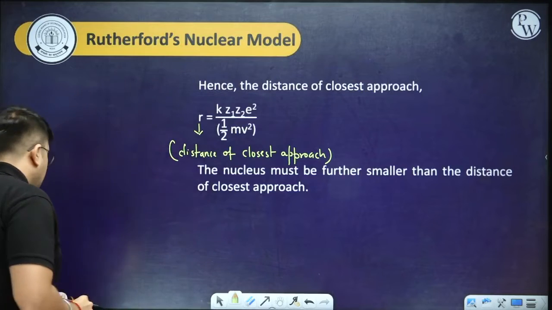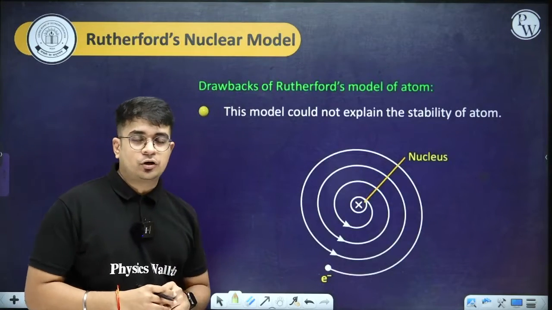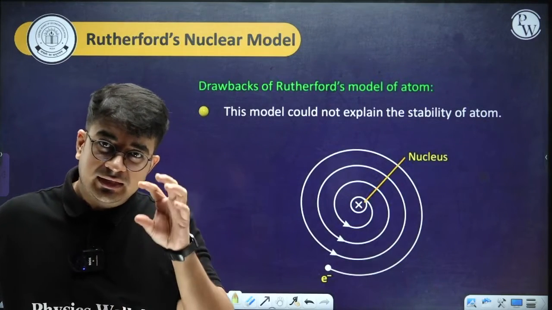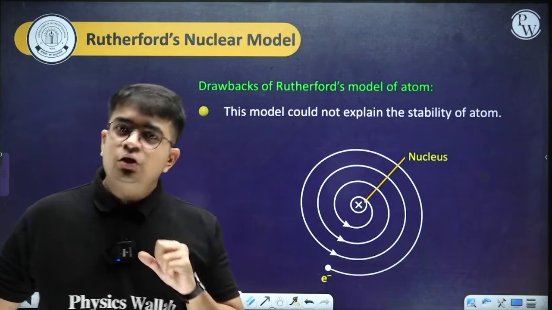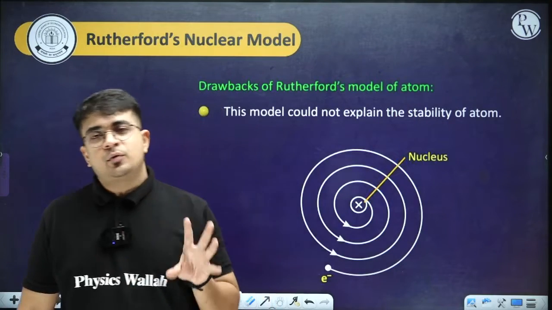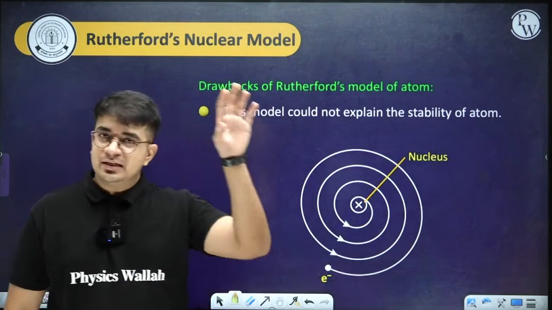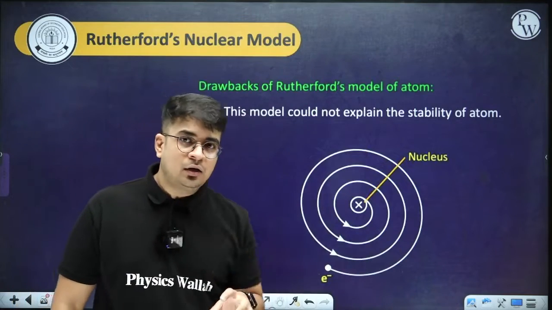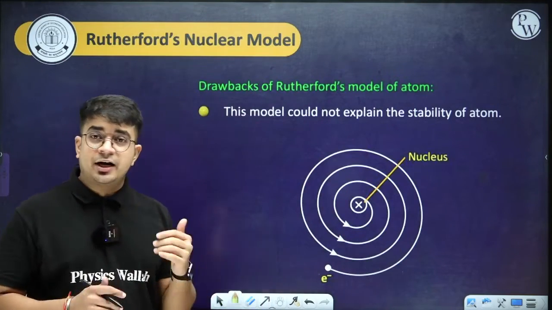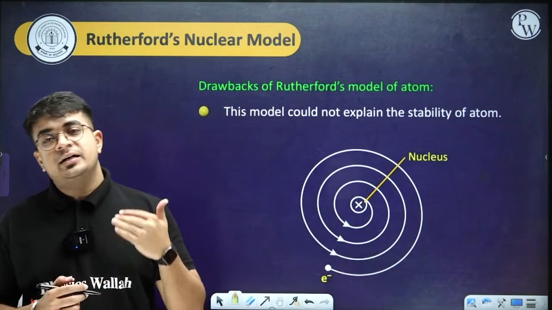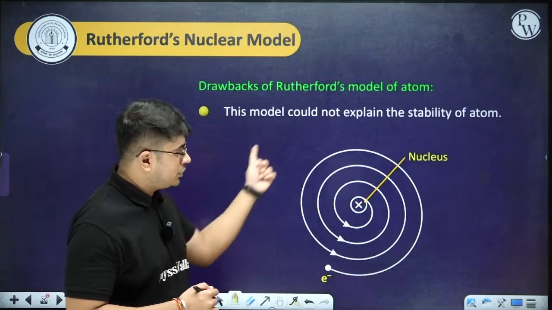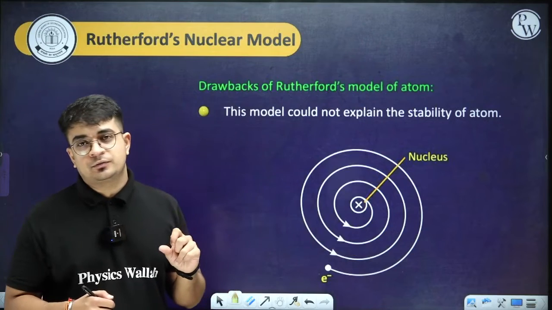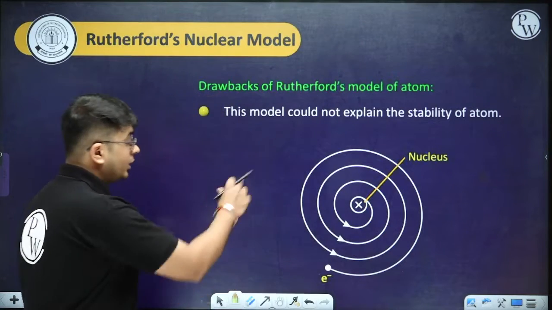Okay. Now, the drawbacks of the Rutherford model are very easy to understand. Basically, Rutherford said there is a small part inside the atom, the nuclear part, in which the entire positive charge is concentrated, and the electrons are present in the extra nuclear part and are rotating. The main explanation is that when the electron is rotating, there is some centrifugal force which is balanced by the electrostatic force of attraction between the electrons and protons.